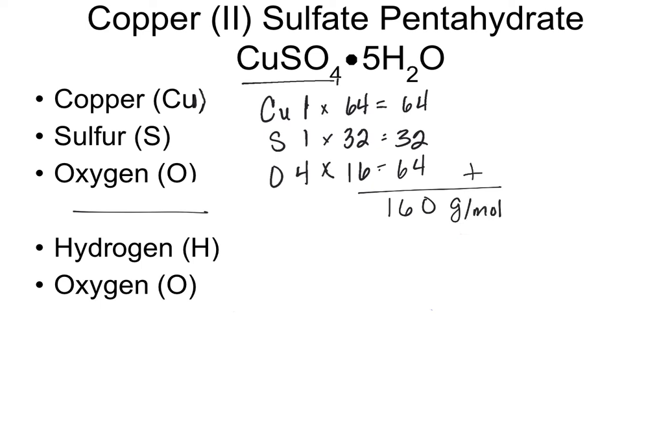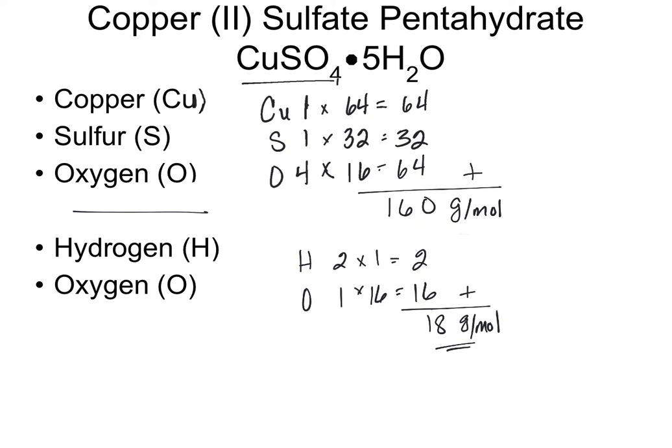Now we're going to do water. So I have hydrogen and oxygen, 2 atoms of hydrogen, 1 of oxygen, multiplied by their atomic mass, gives me 2 and 16, gives me 18 grams per mole. This is a good one to memorize so that you don't have to keep doing it over and over.